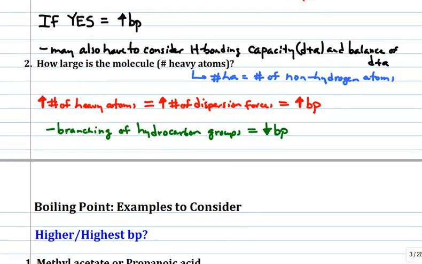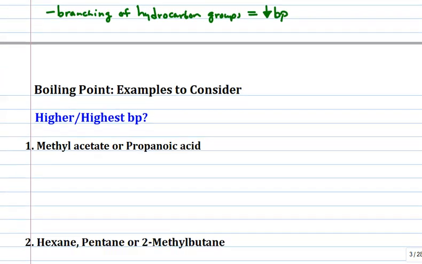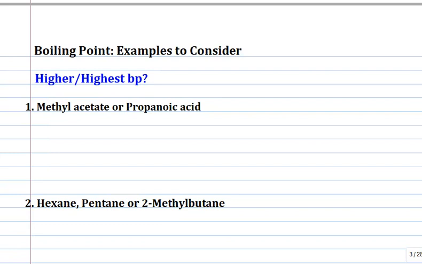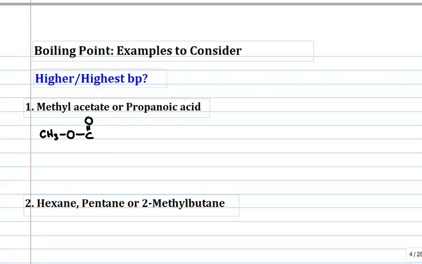So let's do some examples here. So we have a competition, methyl acetate versus propionic acid. Which of the two has a higher boiling point? Well, let's draw these molecules. The first one you will recognize as an ester. So it is methyl acetate. So let me draw this a little bit more to my liking.